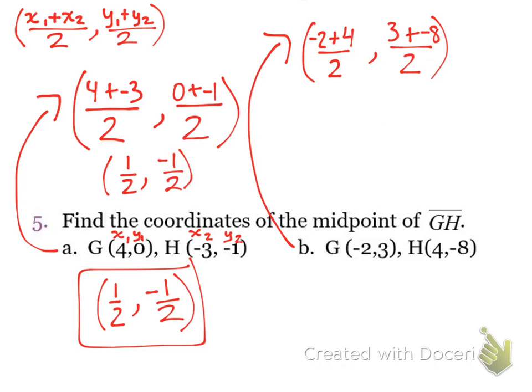Okay. We take negative 2 plus 4. What do we get? 2. And 3 plus negative 8. Wonderful. Which one of those will simplify? 2 over 2 is 1. Negative 5/2. If you write it as a decimal, that's fine, but you can just keep it as an improper fraction also.